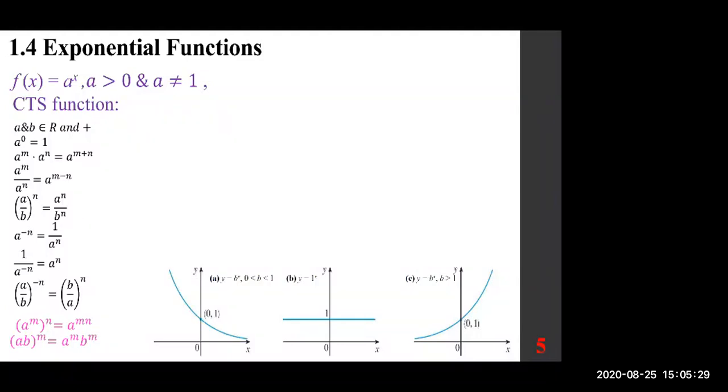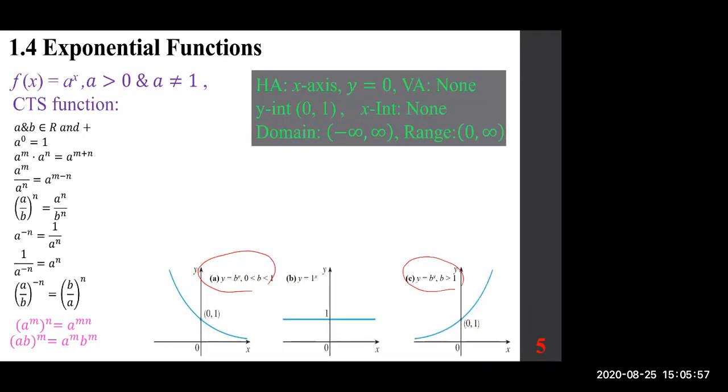Now, when we look at an exponential function, y equals b to the power of x, it depends on the value of b. If b is between 0 and 1, it looks like the left side. And if it's larger than 1, it looks like the right side. And if you choose b to be 1, it is not an exponential function. So when a is larger than 1, we are looking at an increasing function.